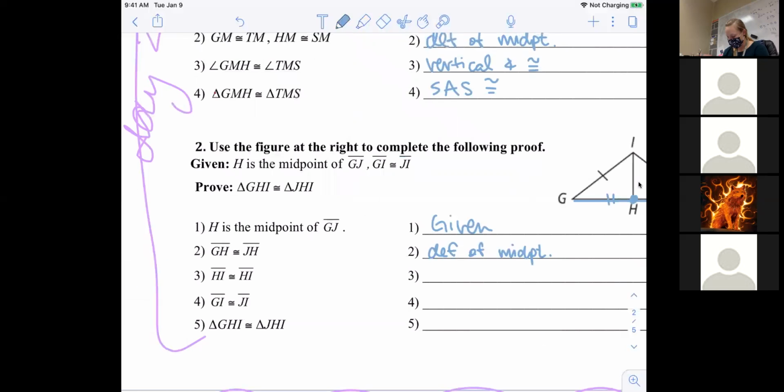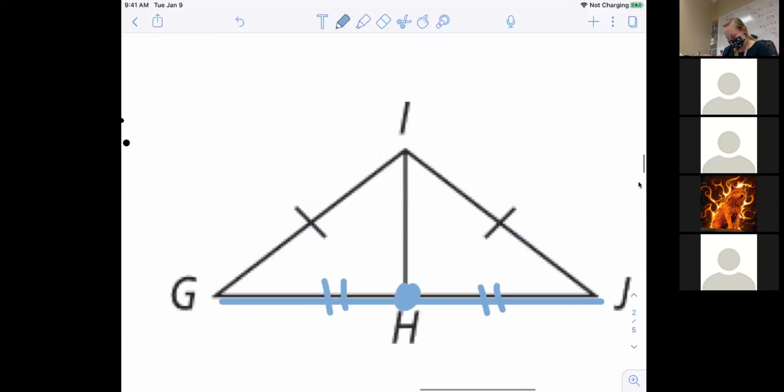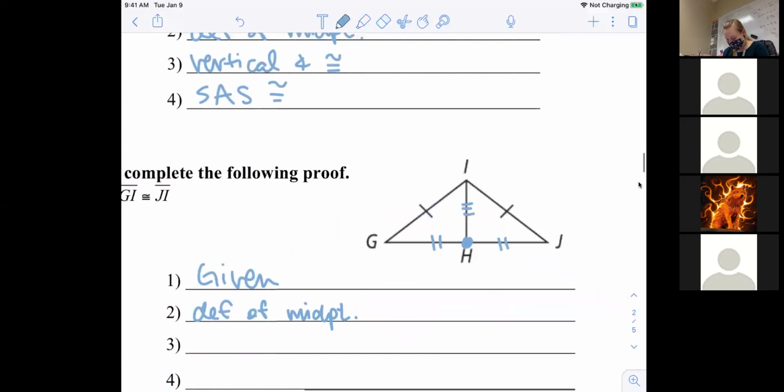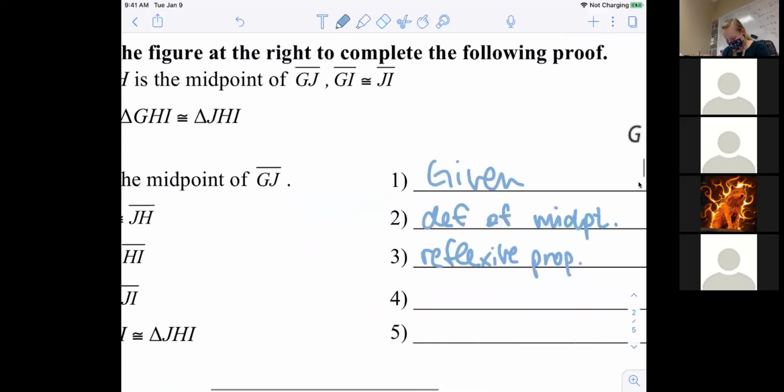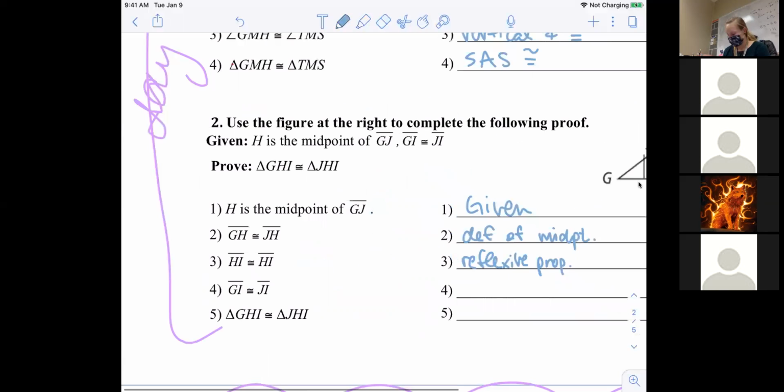Let's go look at my picture and see what that means. Here's HI. It's congruent to itself. What's my reason, Billy? You're close, but what's the one that we keep using? Reflexive. Very good. It's reflexive property. It's equal to itself. Reflexive property. And then GI is congruent to JI. Sorry, G's and J's are really hard for me today.